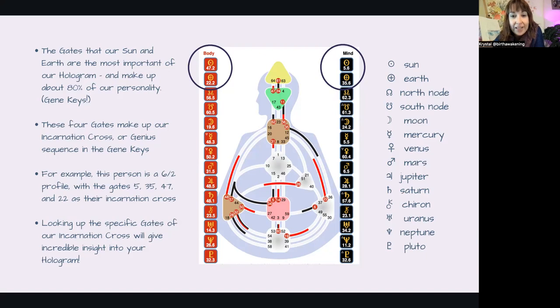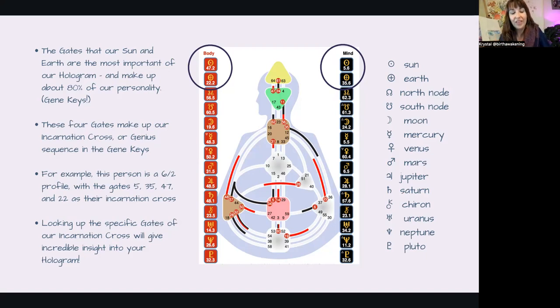So with our mind and body, that is our physical form, right? Our human body elemental. And then our mind is kind of like our consciousness, our spirit, our awareness. And together that makes up our conscious sun and earth and our unconscious sun and earth. Now the gates that are in these 4 placements, they are the most important of our hologram, and they make up 80% of our personality. So if we look up those 4 gates, which incidentally are called our incarnation cross in Human Design, that gives us a huge insight into what we're doing with our lives and where we can take it, where we want to go.